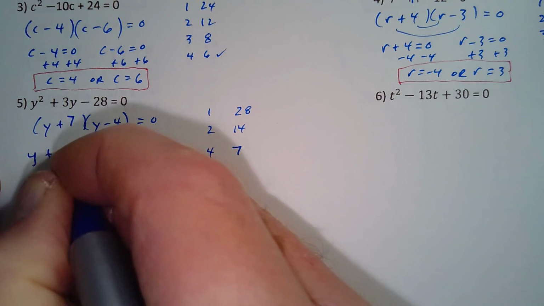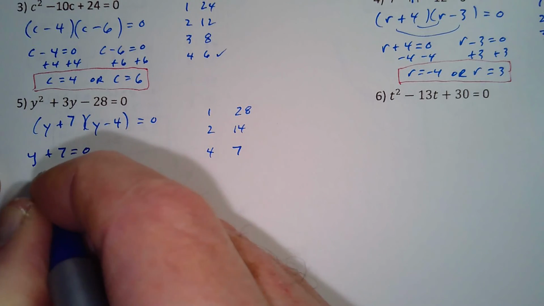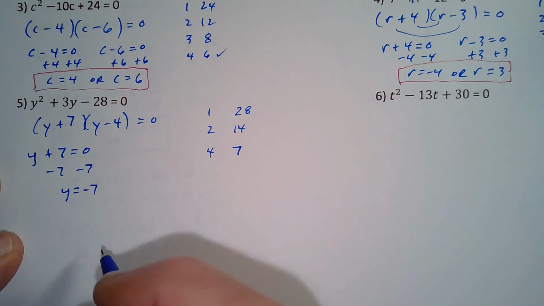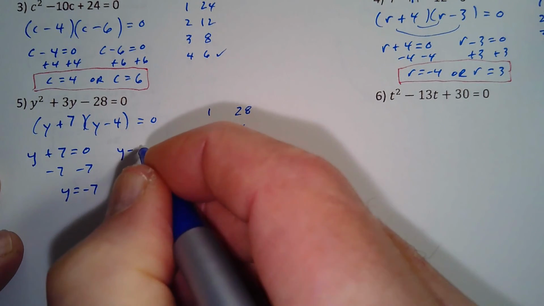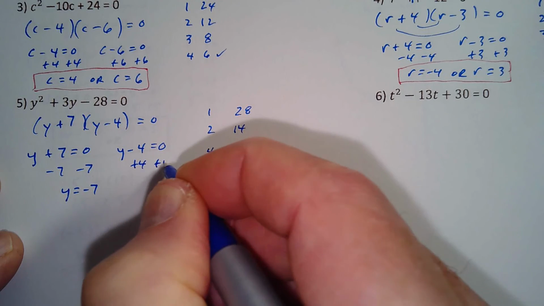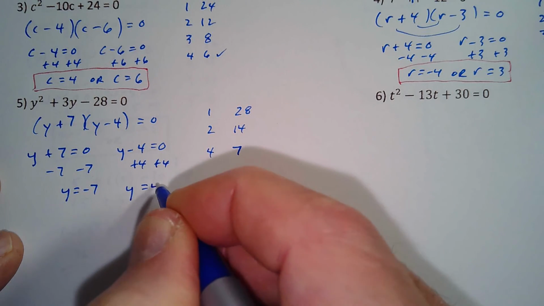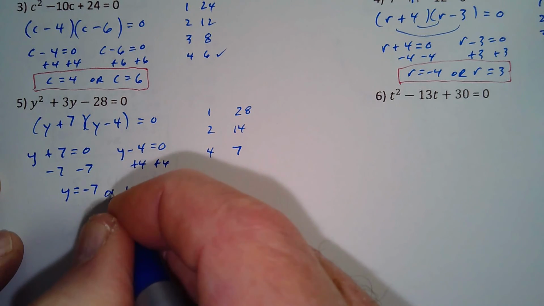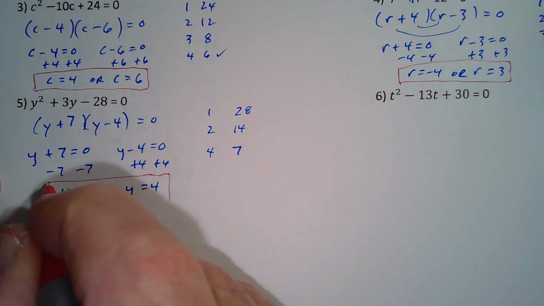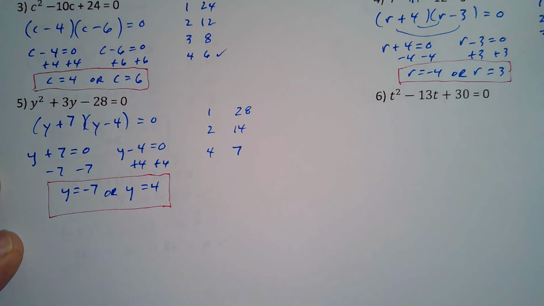And that's the case when we work it out. So if I subtract 7 from both sides, I get y equals negative 7. And then if I do the second one here, y minus 4 equals 0. Add a 4, and I get y equals 4 for that. So again, 2 different answers. Power 2, 2 answers.